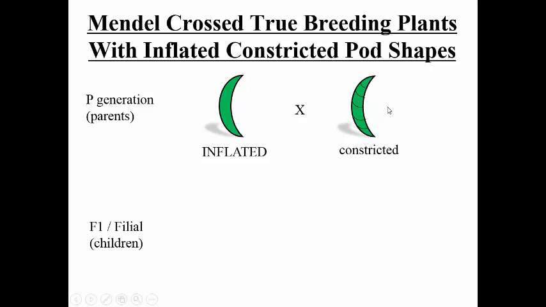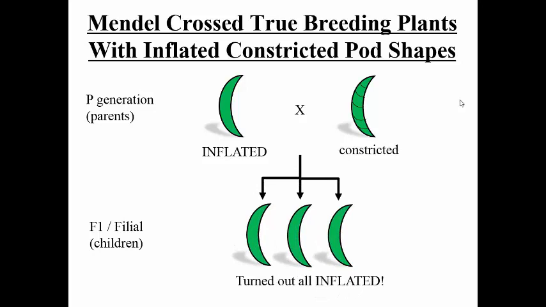If he crossed these two, what he saw in the F1 generation, F1 stands for filial generation, these are the children, what he saw was all of them had inflated pod shapes. And you might say, okay, well, what's the big deal? Well, there's a huge deal at the time, because at the time, if you look at the very bottom right of the slide, most individuals would have predicted that these children would have had pea pods that were sort of constricted, in other words, semi-constricted. In other words, they were a blend of the two parents.